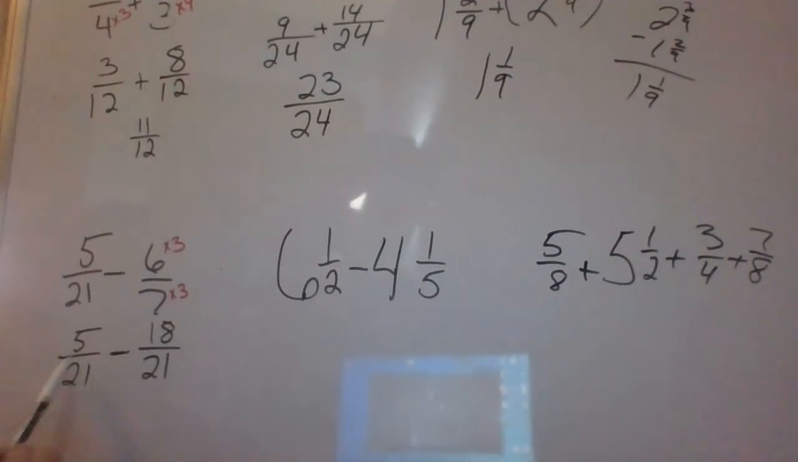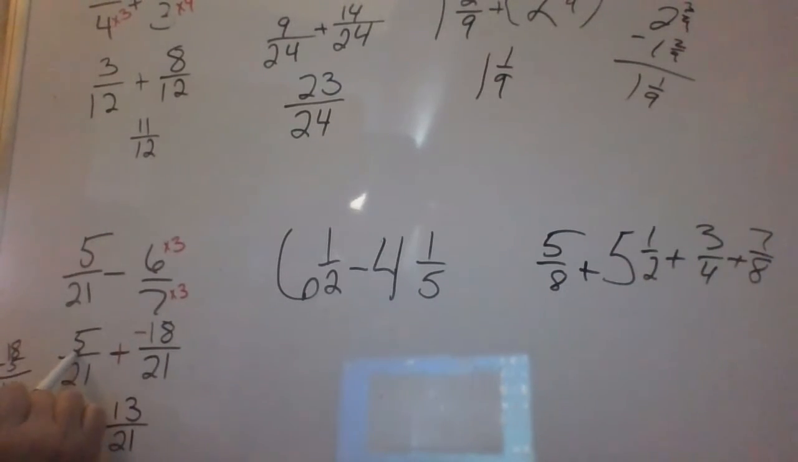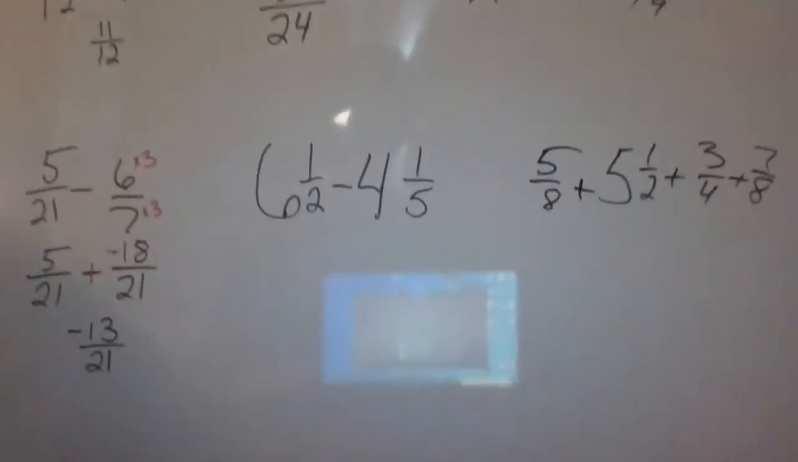So now I have a subtraction problem where my first number is actually smaller than my second. If you recall, we're going to think of that as adding a negative. So now we have a positive plus a negative. Again, different signs, so I'm going to subtract 18 minus 5, which is 13. My answer will be negative because 18 is larger than 5 and 18 was negative. So we have negative 13/21.